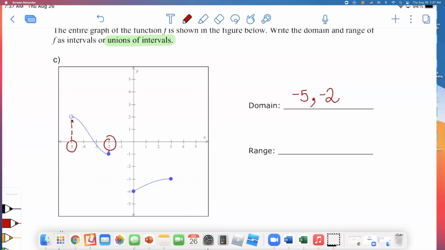Okay, kind of reviewing what we talked about last class. Remember, for an open circle, like we have here, use regular parentheses, okay? But for a closed circle, we're going to draw a bracket. So what I just did is I found the domain of this piece on the left, okay? But that's not it, right? We have another piece down here, okay?